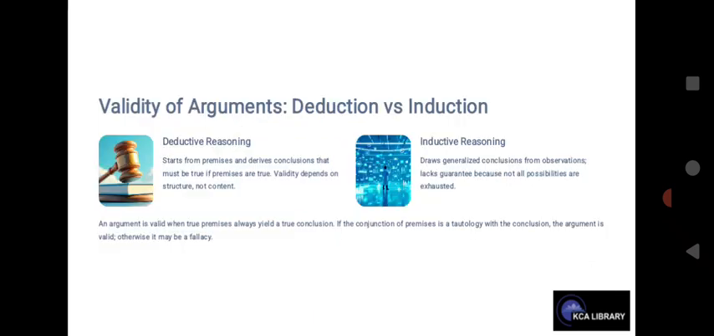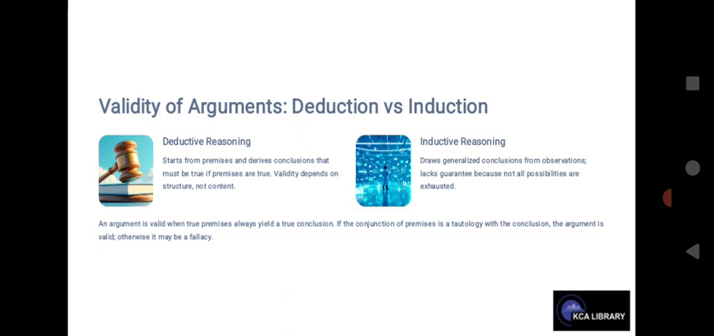Now let's talk about deductive reasoning and inductive reasoning. We have to look at that. Very important. The validity of arguments. Deduction versus induction. What is deductive reasoning? Deductive reasoning is reasoning that starts from premises and derives conclusions that must be true if the premises are true. So the validity depends on the structure, not the content.